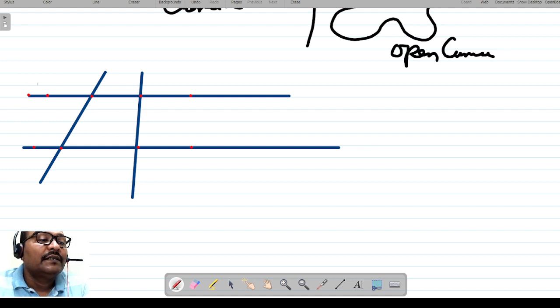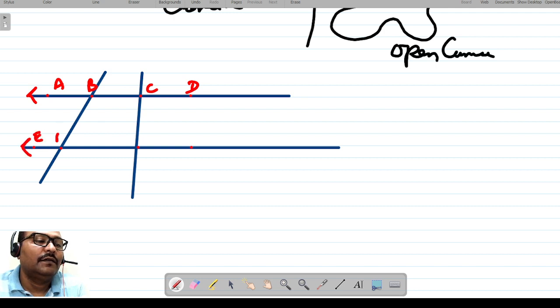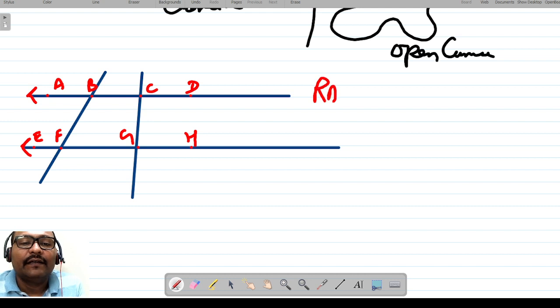These are the points: A, B, C, D, E, F, G, H. So what are the rays in it? Can you give the nomenclature of the rays which are underlying over here? What are the rays?